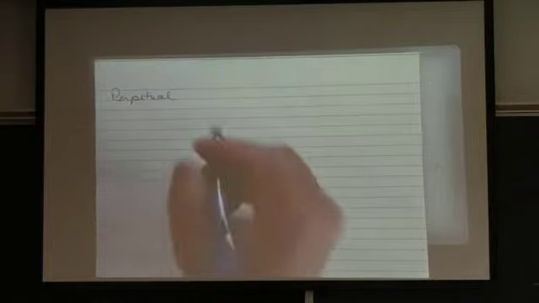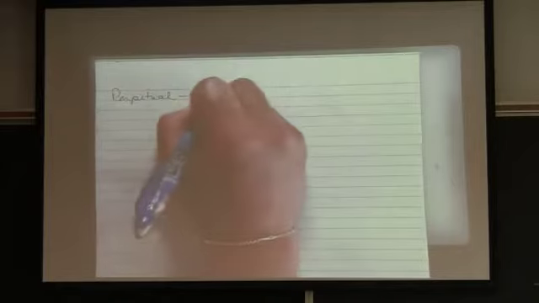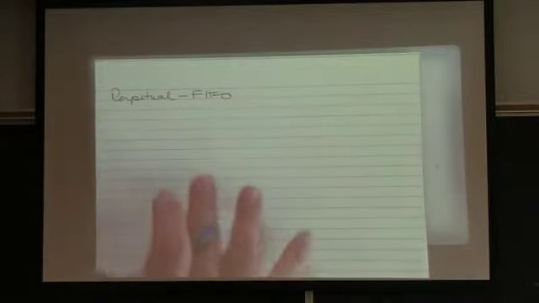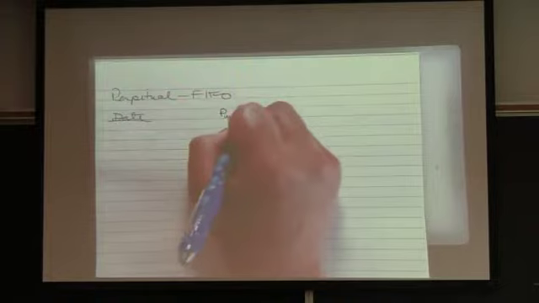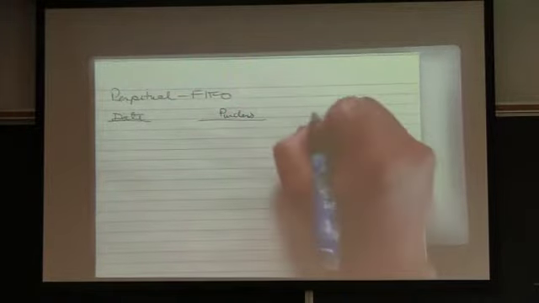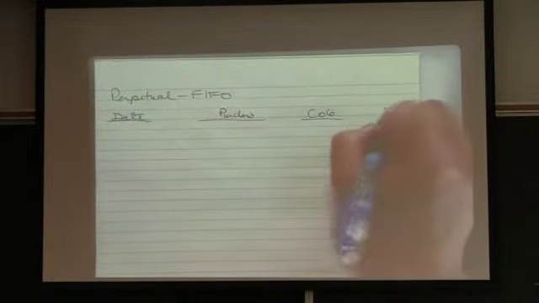So under the perpetual inventory system, let's start with FIFO. Okay? So perpetual FIFO. What I like to do is a chart, because I think it makes it so much easier to track. So I've got date, purchases, cost of goods sold, and ending inventory.